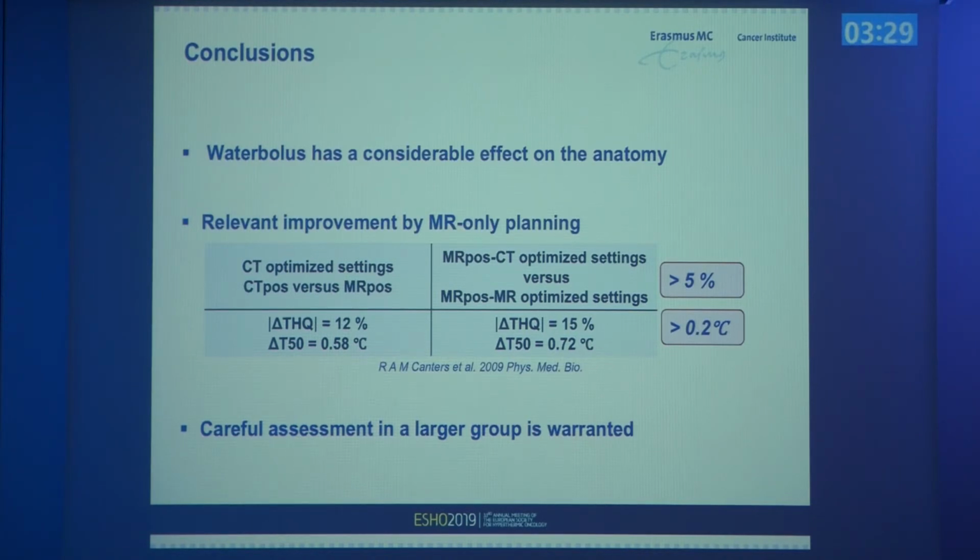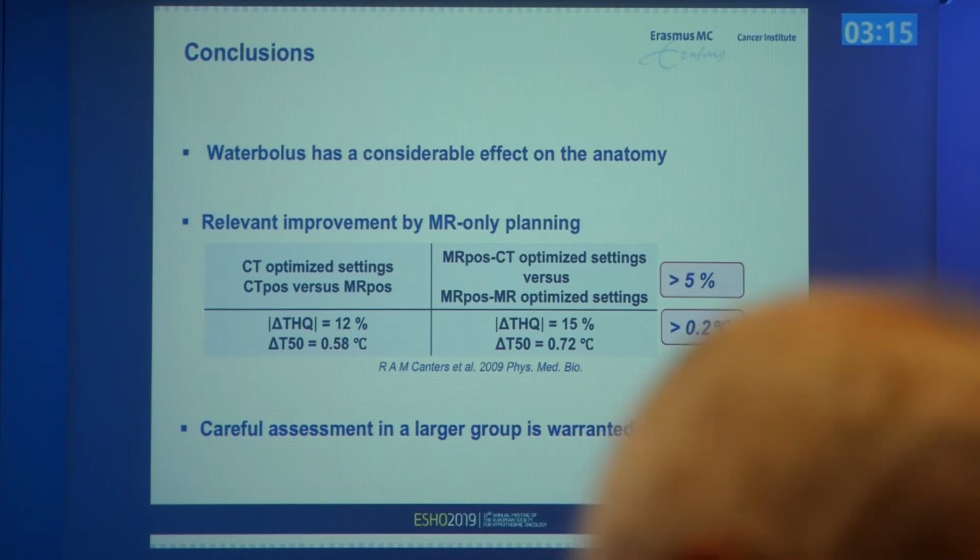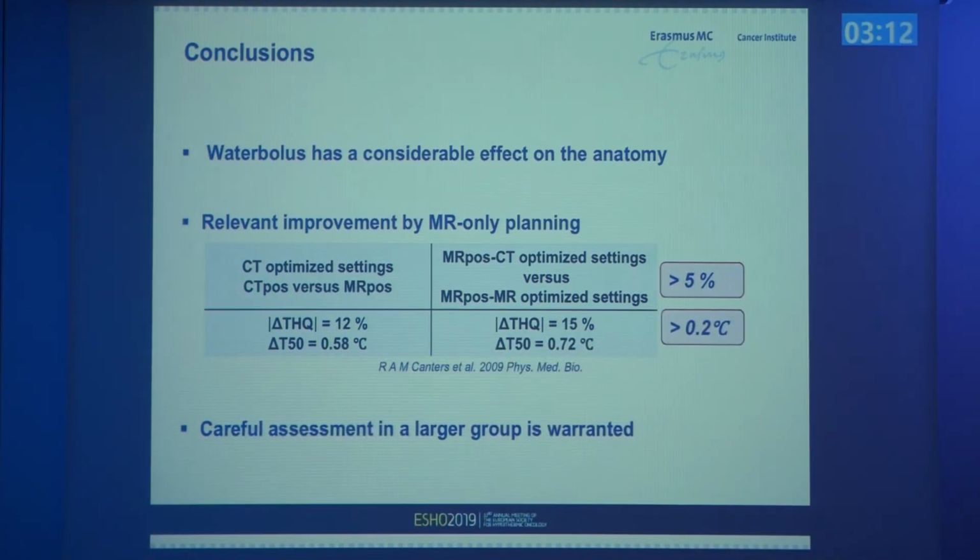And also when we do the planning using the MR, we see a relevant improvement. And this is based on the study made by Kenters, who established a relationship between the change in THQ and the change in T50. And he said that when there is an increase of 5% in THQ, there is a significant difference. So when we compare using the CT optimized settings, we see a 12% difference, which translates to 0.58 degrees. And then when we re-optimize it, we see a 15% difference, which is almost 1 degree, which is quite high.